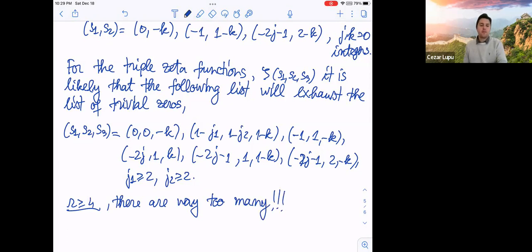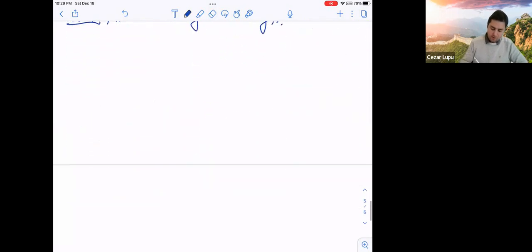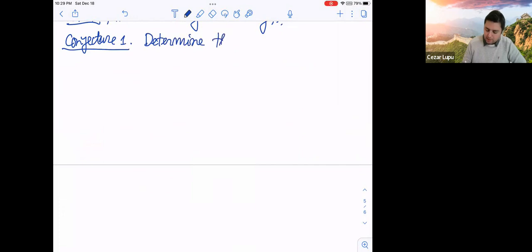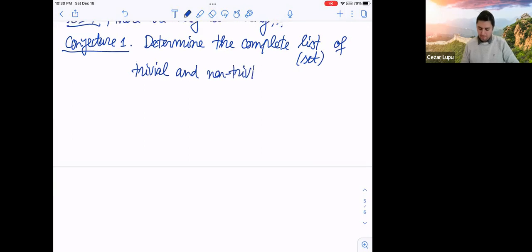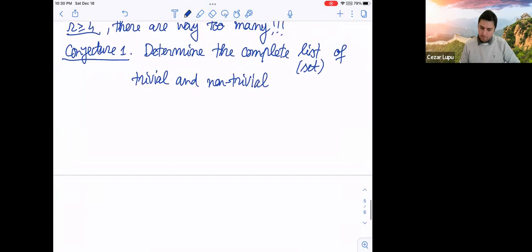So in this case, we can formulate the following conjecture, because at this point we don't even know what happens in this case. Conjecture one: determine the complete list of the set, whatever you want to call it, of trivial and non-trivial zeros of the Euler-Zagier function.